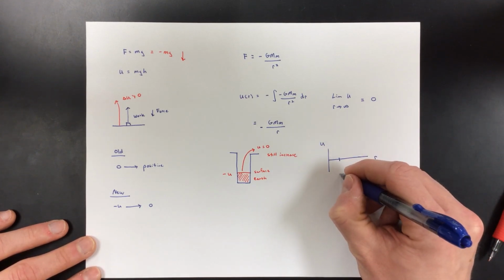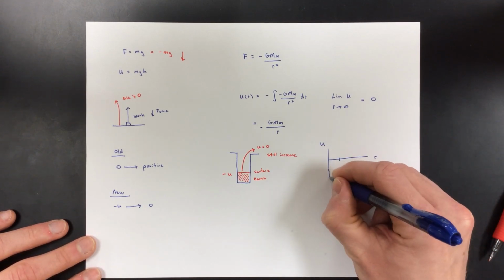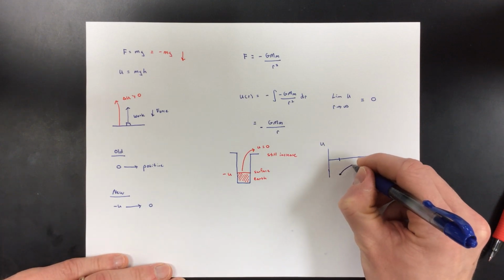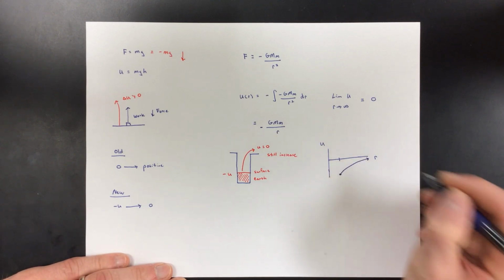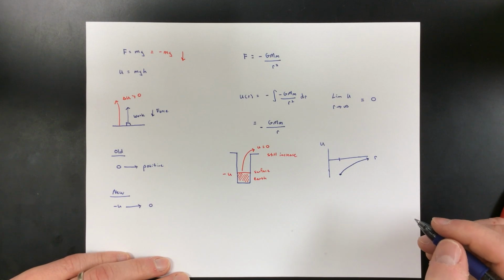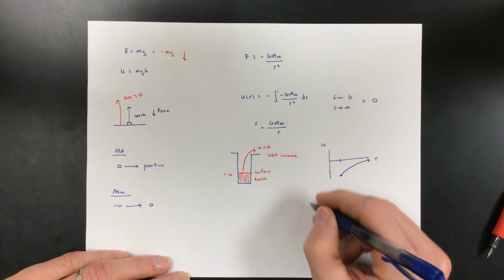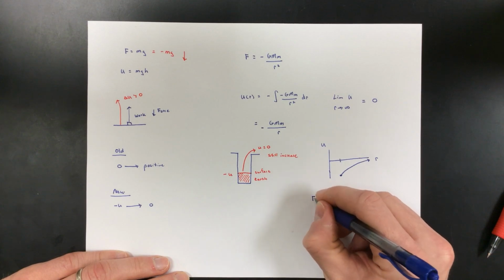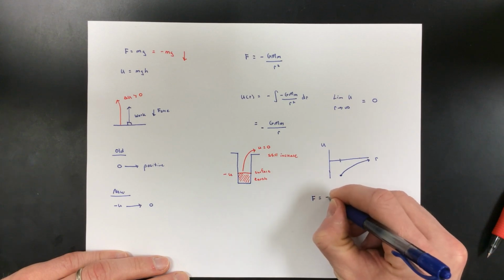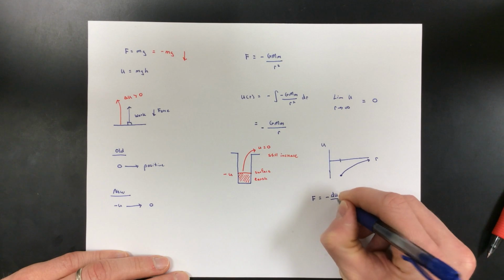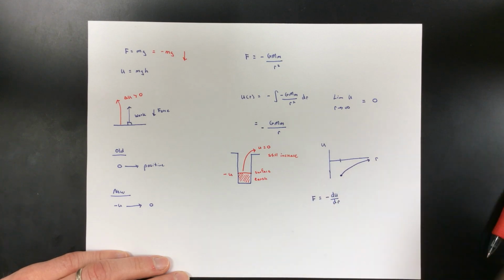There's the radius of the Earth, and we're here. We're at some negative value. And then as we get further and further away, we asymptotically just approach 0. If you look at the force here, again, look at the force. The force is going to be the negative rate of change of dU/dr in this case.